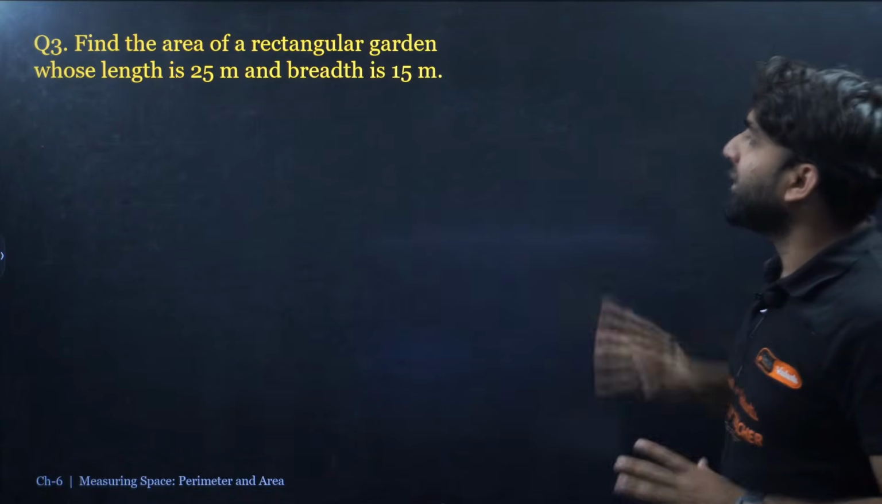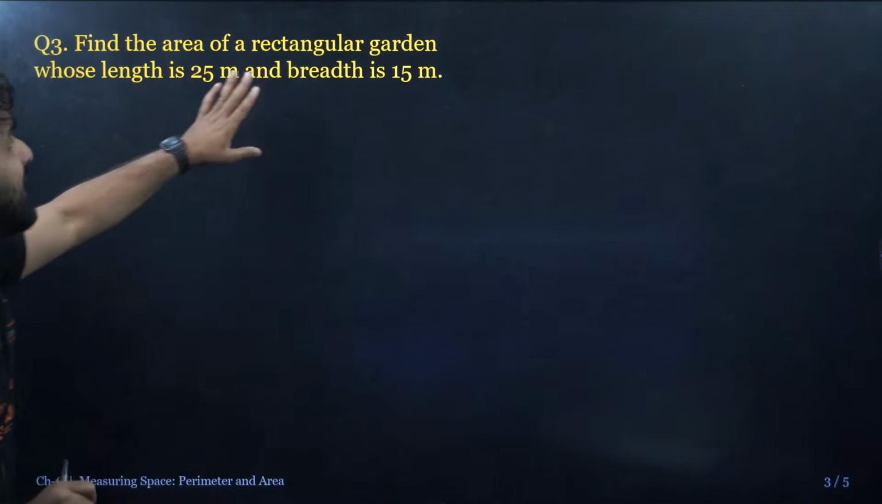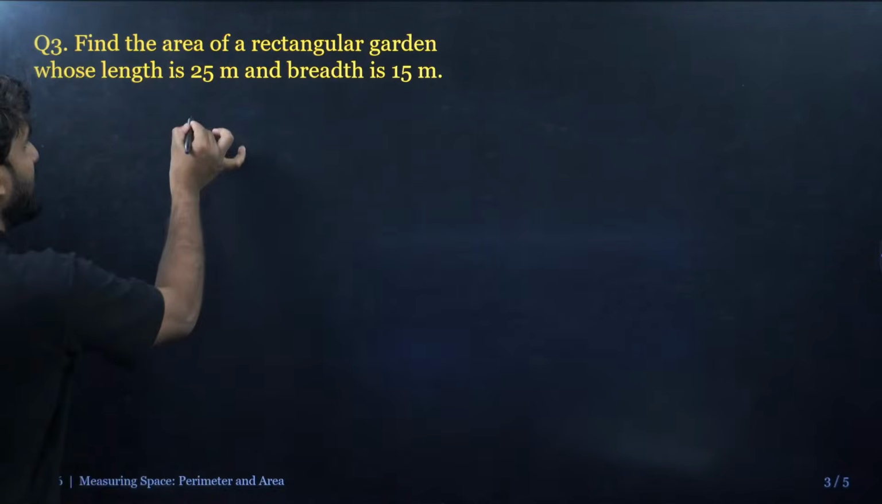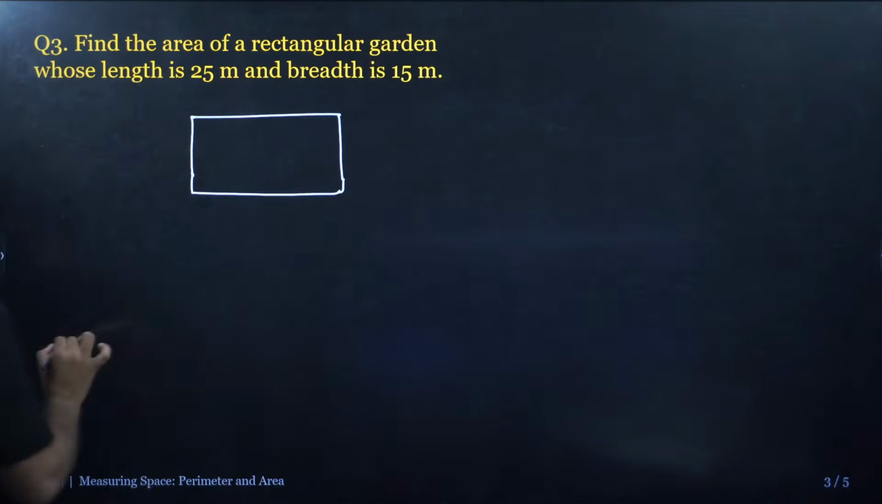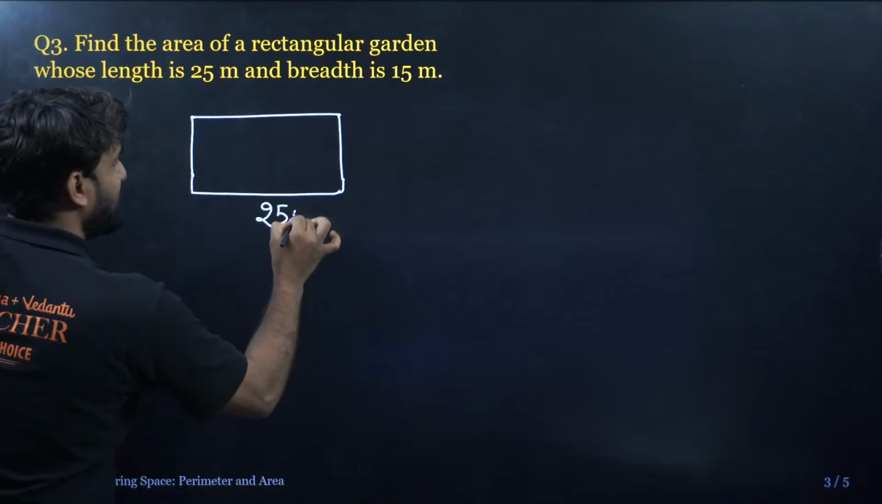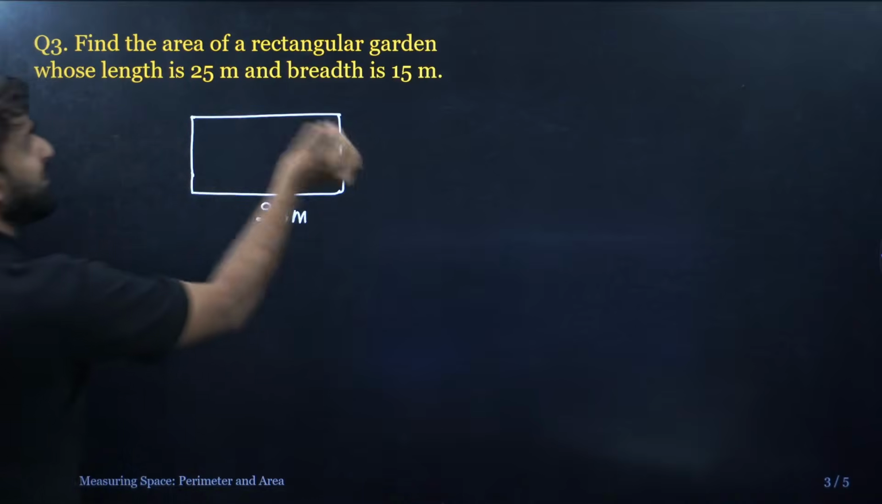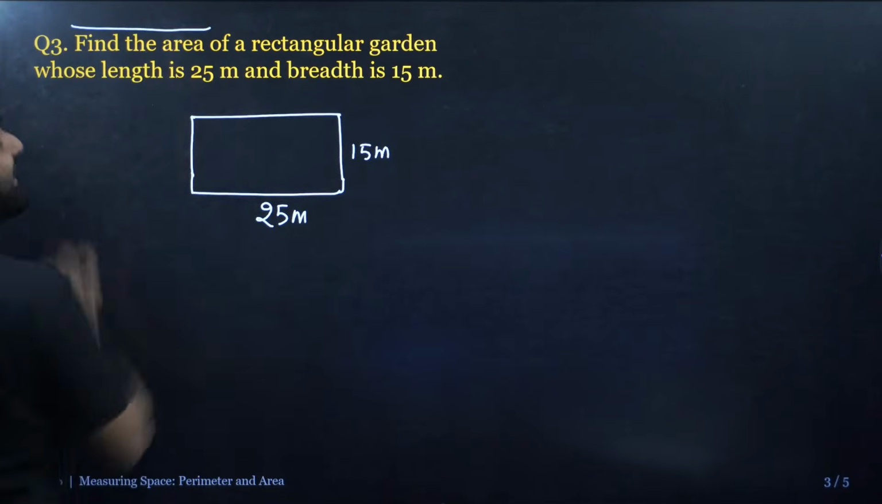Okay, moving ahead, third question. Look at the third question. Find the area of a rectangular garden. So there is a rectangular garden whose length is 25 meter and breadth is 15 meter. And we have to find out area.